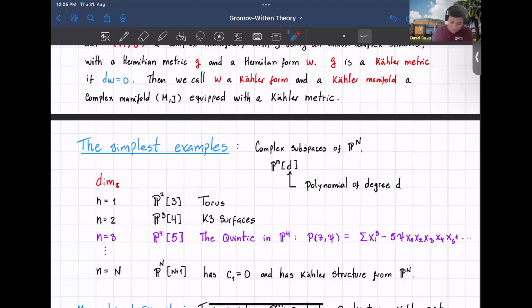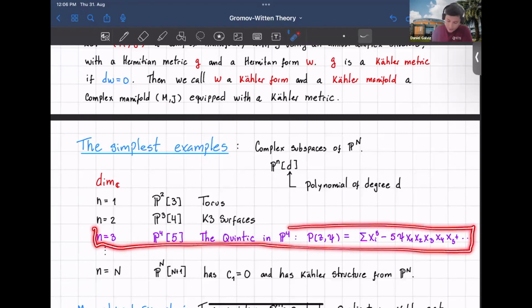Similarly for the case n equals 2, complex dimension 2, you will have a polynomial of degree 4 in P3. Remember this, for example, this P3, these are inside P^N. So this will describe something that is called K3 surfaces. But the most important case is complex dimension 3, because this is the number of dimensions that we want in physics, right? From the compactification of 6 dimensions, we want 3 complex dimensions.